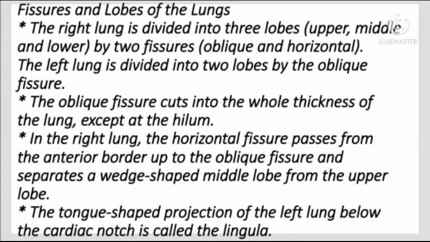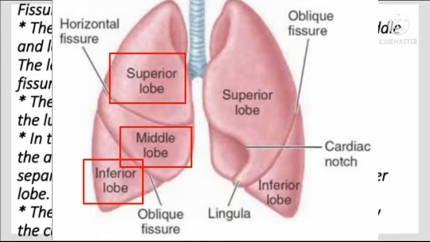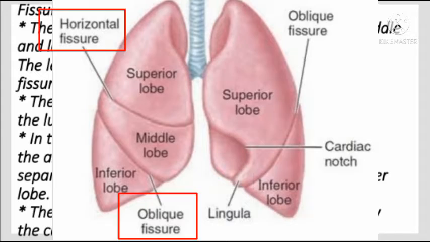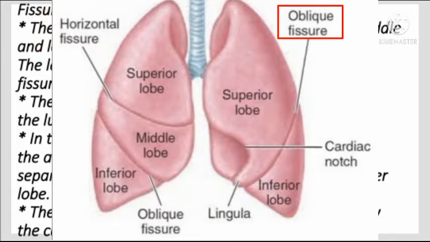Fissures and the lobes of the lungs. The right lung is divided into three lobes, upper, middle and lower, by two fissures, oblique and horizontal. The left lung is divided into two lobes by the oblique fissure. As you can see in this diagram, the right lung has three lobes, superior, middle and inferior, and the left lung has superior and inferior lobes. The right lung has two fissures, horizontal and oblique. The left lung has an oblique fissure.